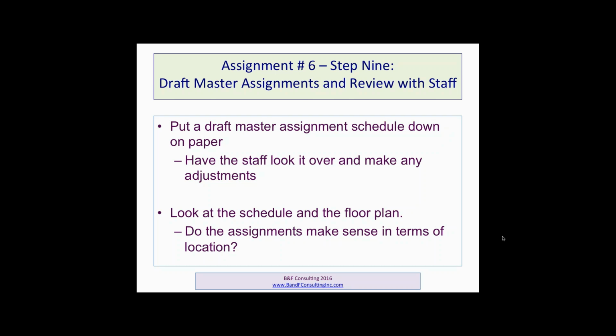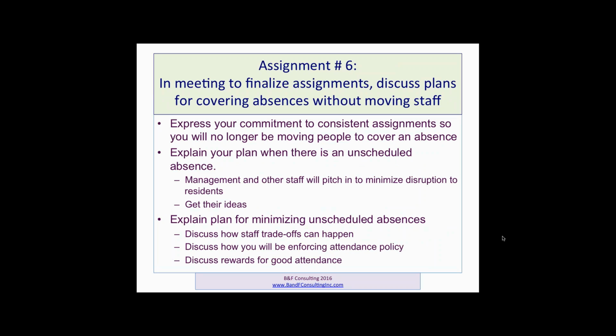In meeting to finalize assignments, talk about all the ways you plan to support consistency. Express your commitment to consistent assignments so you will no longer be moving people to cover an absence. Explain your plan when there is an unscheduled absence, that the management and other staff will pitch in to minimize disruption to residents. Get their ideas on how it can work best. Bring them into the thinking on this.